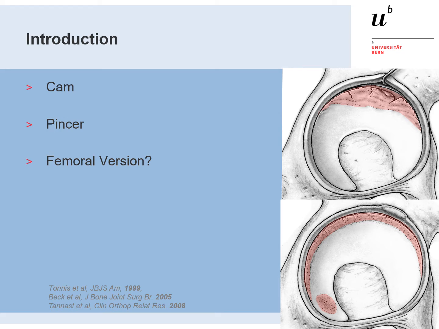Femoral acetabular impingement was described in 2003. CAM and pincer type deformities were described. On the right top we see a patient with CAM type FAI and associated cartilage damage. On the right below we see cartilage damage associated with pincer FAI, but what about femoral version?